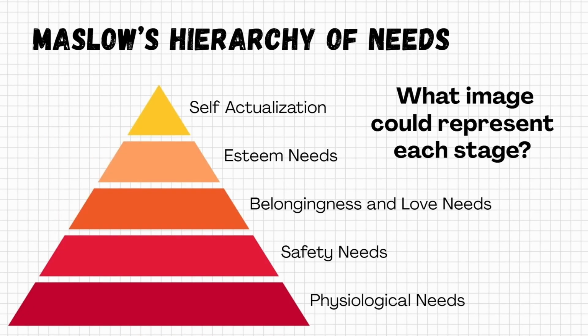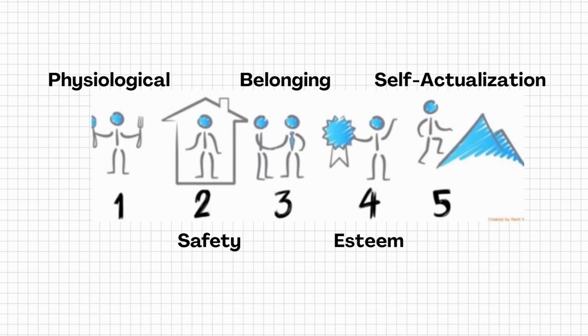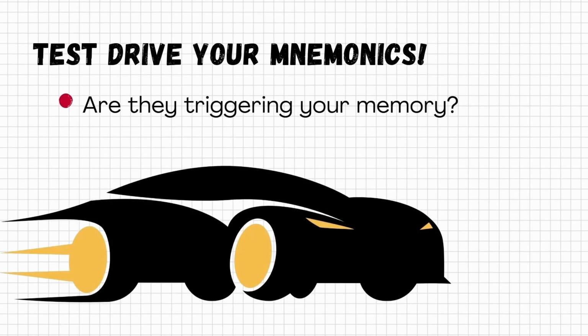For example, if you need to remember the 5 stages of Maslow's hierarchy of needs in their order, ask yourself what image could represent each stage, and then line those symbols up beside each other. After creating some mnemonic devices, do a test drive and try them out. If they are not triggering your memory, you may need to practice them more or think of a different mnemonic tool.